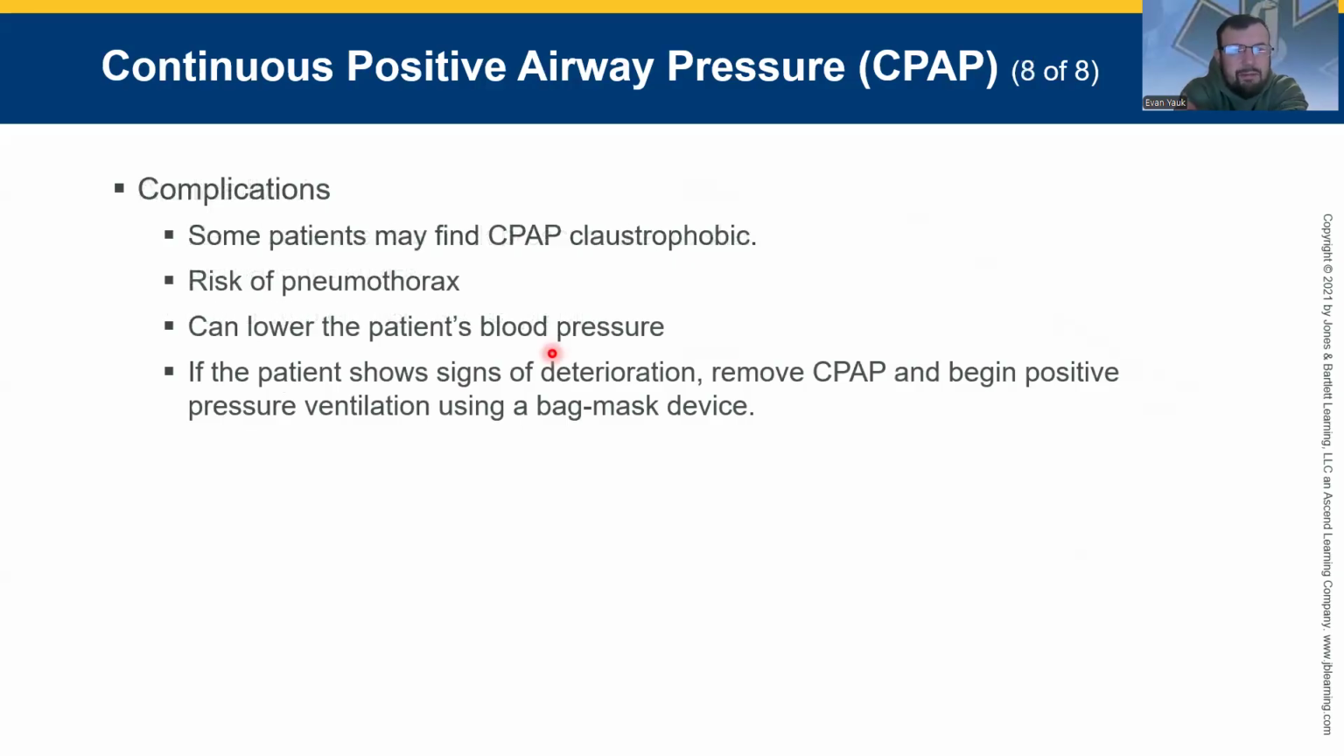Complications: some patients may find CPAP claustrophobic. There is a risk of a pneumothorax, and it can lower the patient's blood pressure. If the patient shows signs of deterioration, remove the CPAP and begin positive pressure ventilation using a bag mask device. This is why we have to coach these people. We've got to explain every single step before we do it.